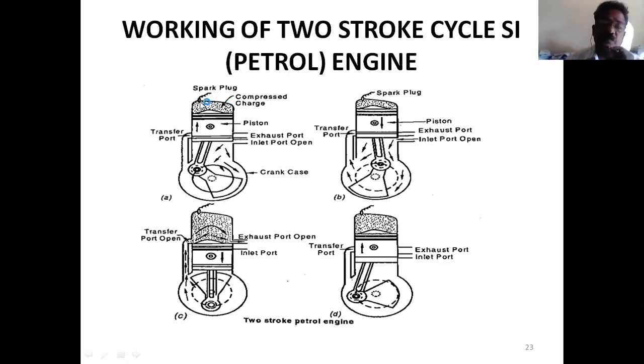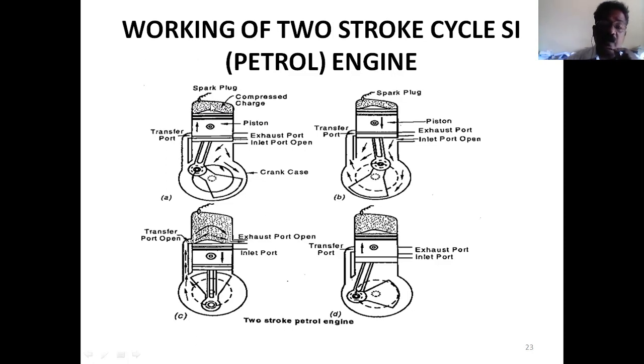Once the compression reaches its maximum, the spark is produced inside the engine cylinder, so combustion takes place. Once combustion takes place, power is developed and enormous pressure builds inside the cylinder, which pushes the piston downwards. So this is the downward stroke. During the upward stroke the piston moves upward, and during the downward stroke it moves downward from top to bottom.